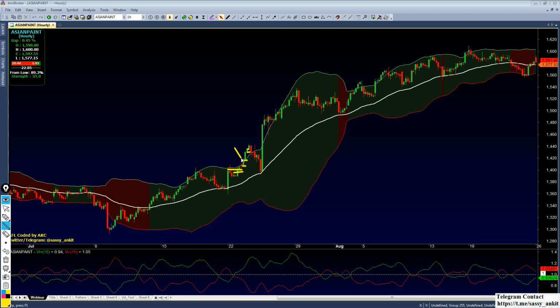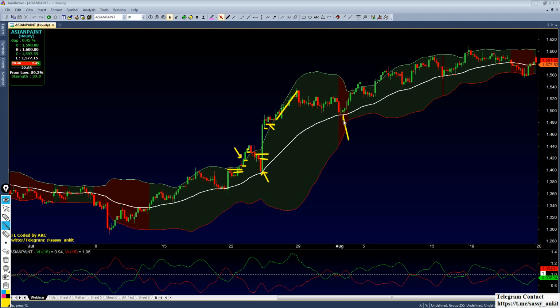For me, it's very difficult to enter here. As soon as price comes and tries to bounce back, I may enter immediately here or here. And as soon as price moves above the Bollinger Band, I'll keep my stop loss at the previous low and I'll exit somewhere here. But still price went up, so it's okay, fine.